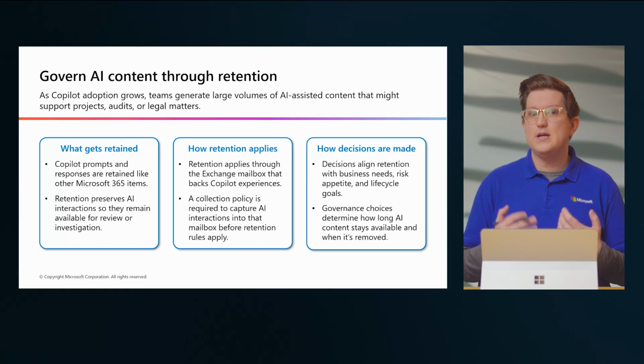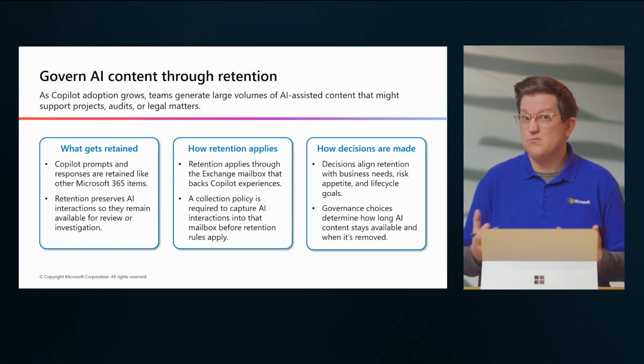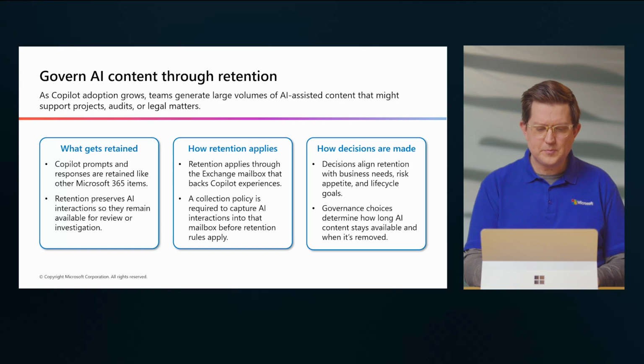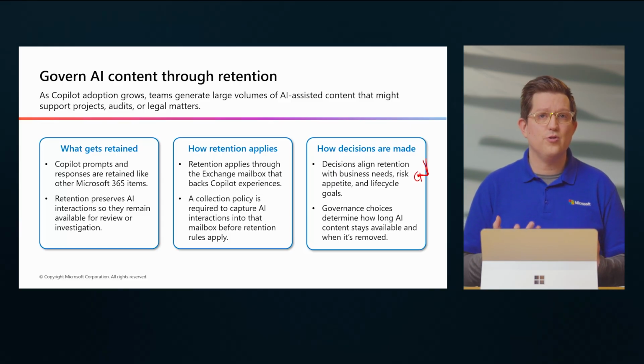Retention in this way means that AI interactions can essentially be aligned with the rest of your governance frameworks. Any content that's generated in this way can be governed through normal Purview cycles. If there's anything you need within that risk appetite space or a business need, you can essentially have clear control over how that gets brought in.